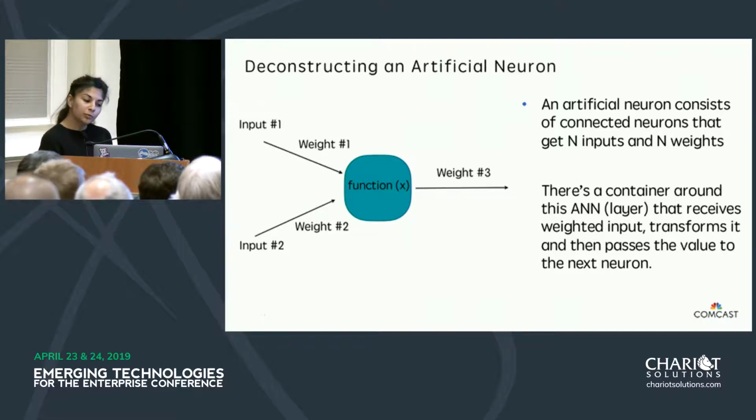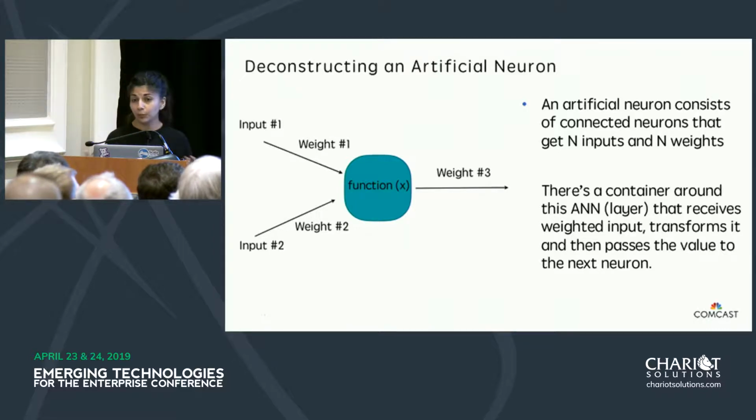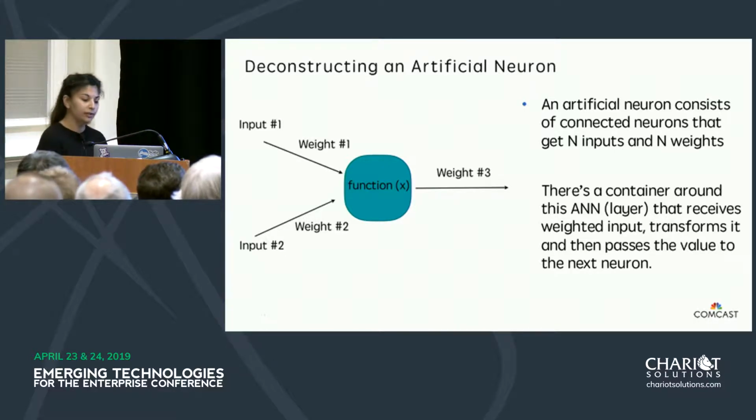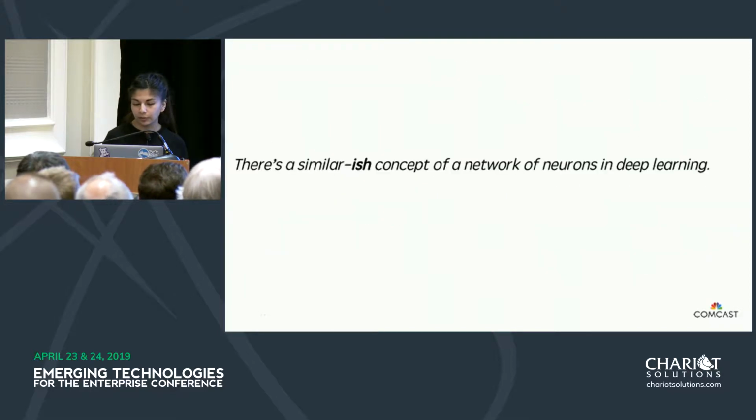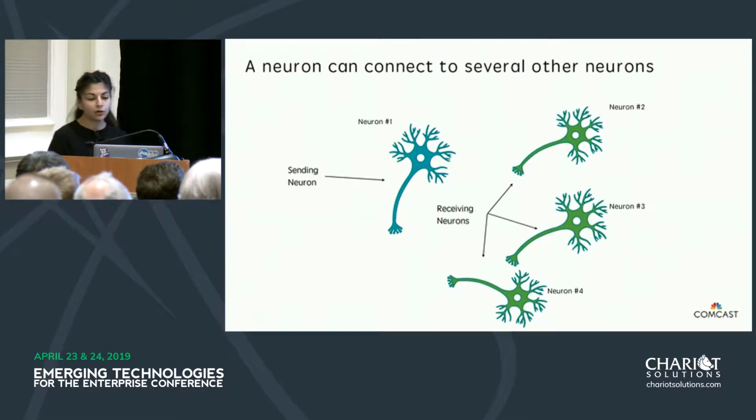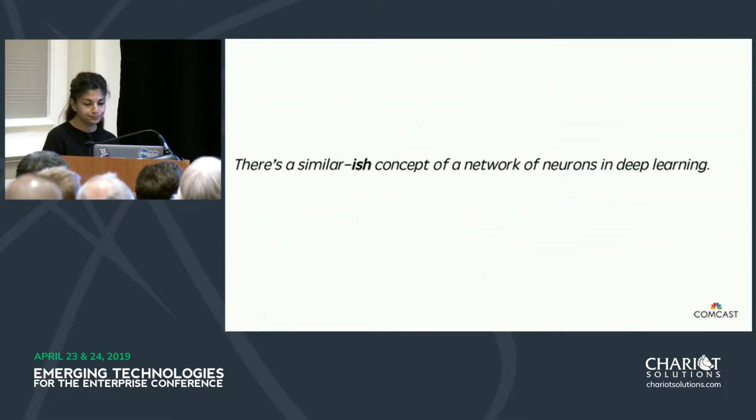So you've got an input, you've got two inputs, you've got a weight. We'll talk about what weight means later. You've got this function, let's just keep it as a function. And then you've got a weight at the end, and then the end is a result. And then I'm sure, as you could tell from the previous slides, the end result is passed to other neurons, right?